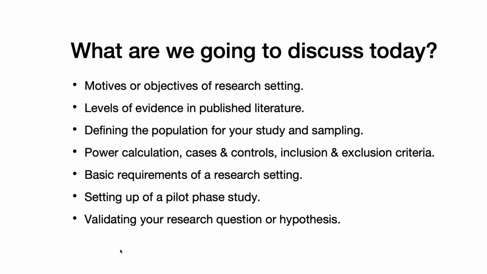So today we're going to discuss the motives and objectives of research setting, and how to identify levels of evidence published in literature, and defining the study group or population, or sampling in a research setting, and also power calculations and how to define cases and what is meant by controls, and how to develop inclusion and exclusion criteria.